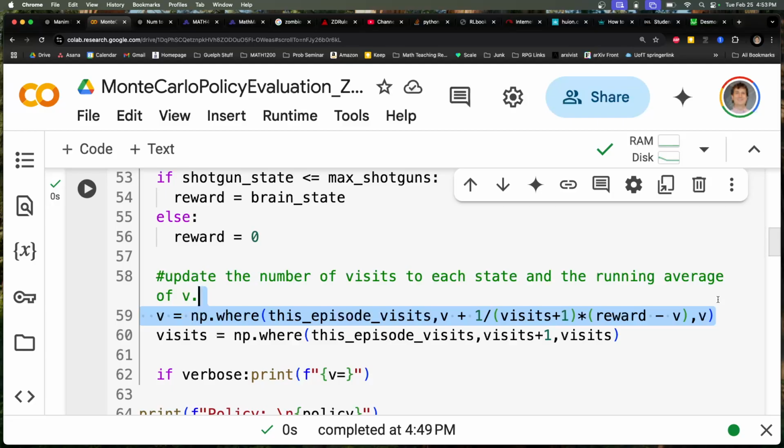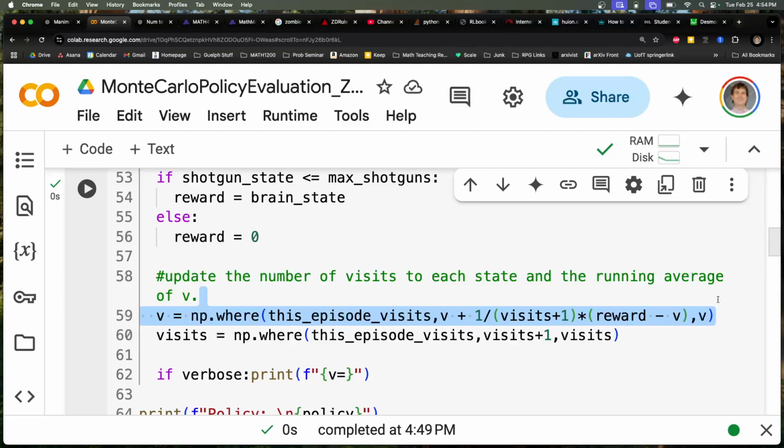And by the way, it says do this formula for all S we visited. For every S that was visited. So all the states that were visited, that's what this np.where does. So where we visited something this episode, we update it like this. And for every S that was not visited, we do the other branch, which is V of S equals V of S. So we don't do anything on the other ones. That's what the final little V over here says. So if you visited it, you do this formula. Otherwise, you do that formula.